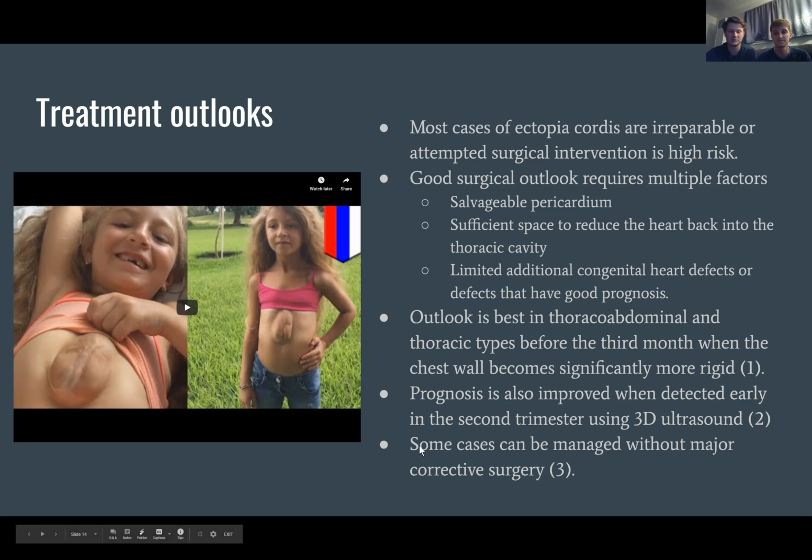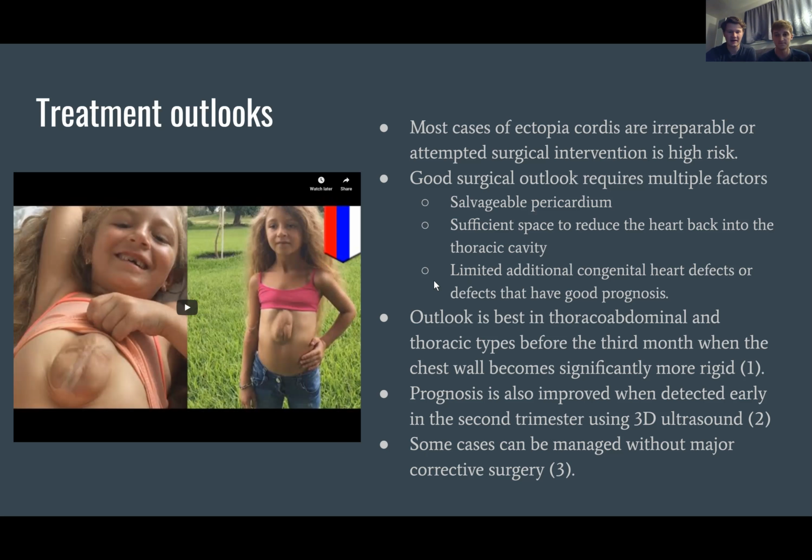But in most cases, we're going to want to perform these surgeries earlier on, preferably before the 3-month mark of the baby, when the thoracic cavity becomes too rigid to use already existing structures within that thoracic cavity, such as the ribs and what is remaining of the sternal plate.